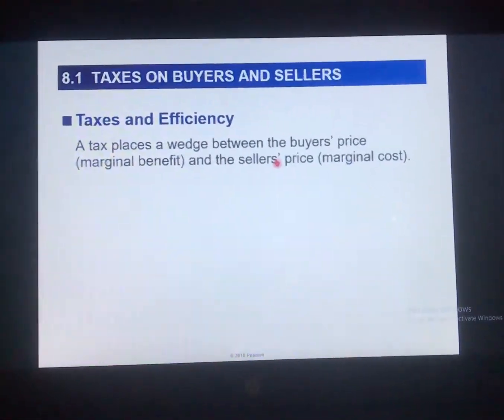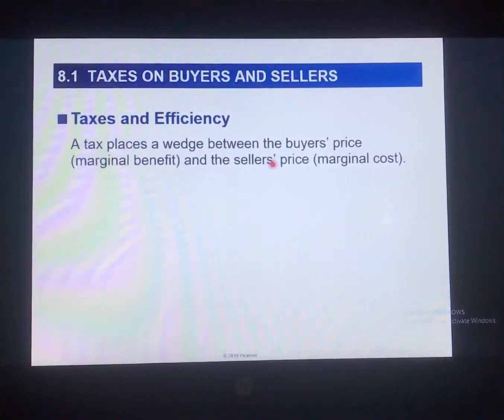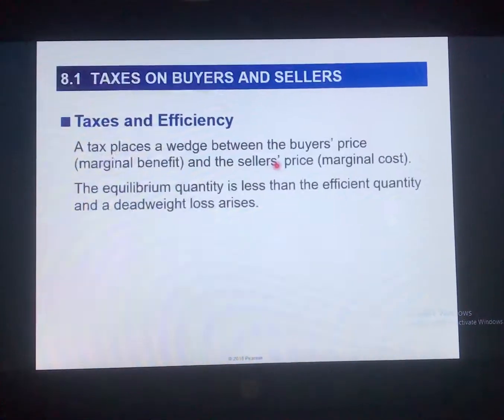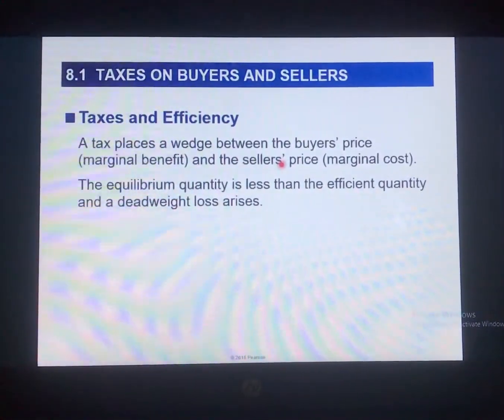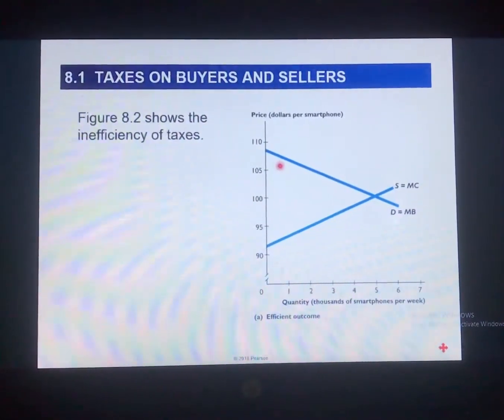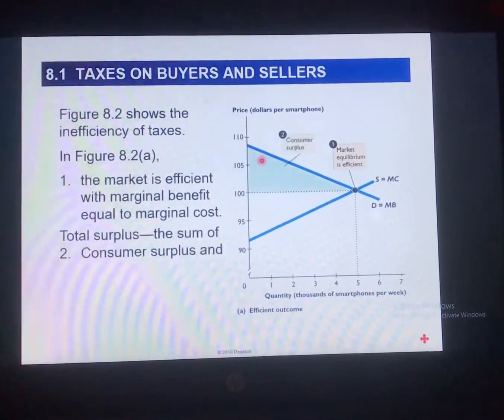So, taxes and efficiency. A tax places a wedge between the buyer's price, that's the marginal benefit, and the seller's price, the marginal cost. The equilibrium quantity is less than the efficient quantity, and a deadweight loss arises. So let's look at the inefficiency of taxes.